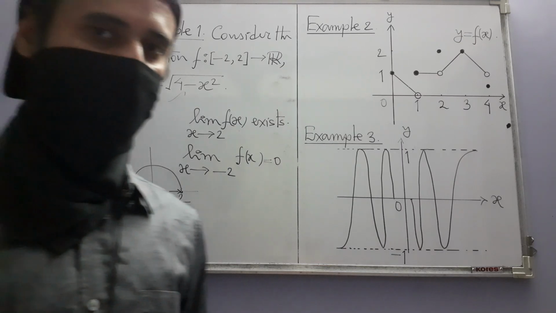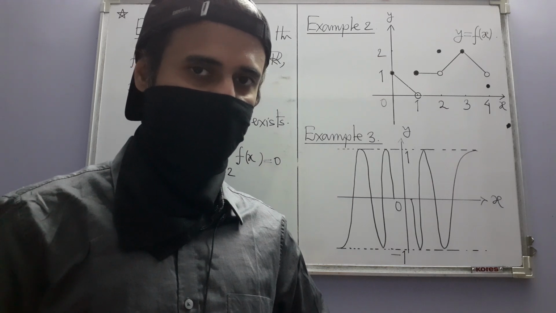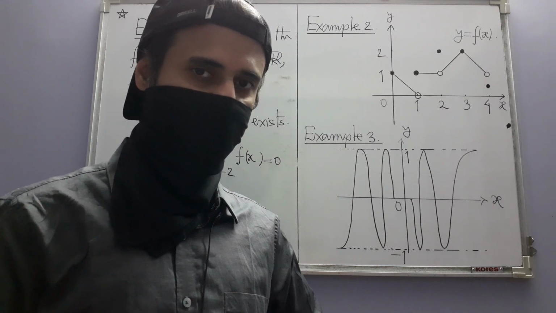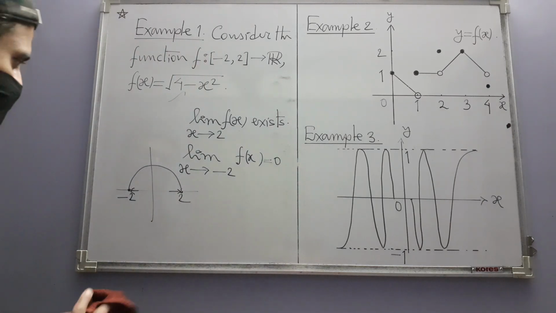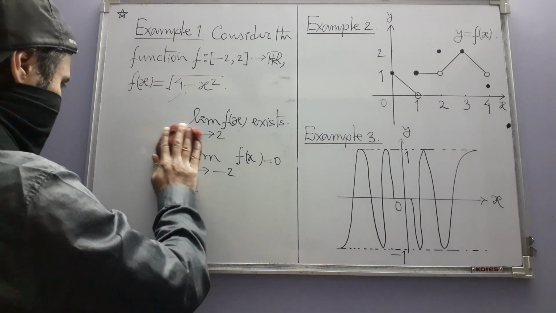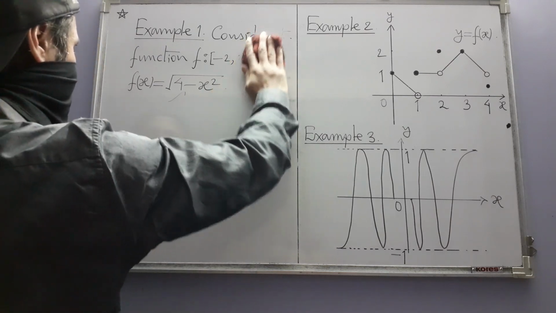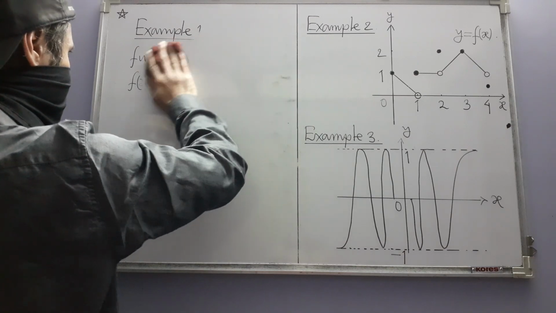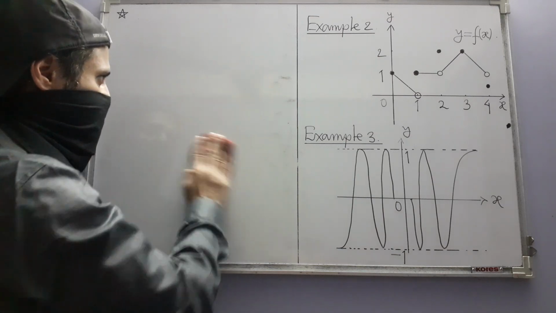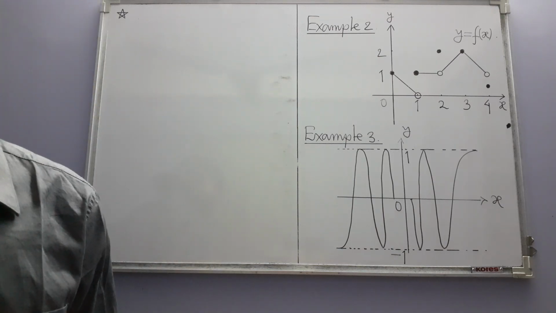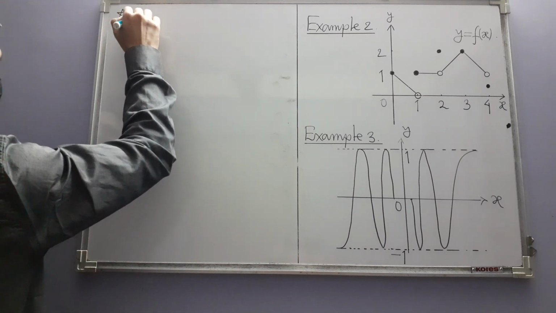Now, the relationship between the notion of ordinary limits and these one-sided limits should be clear by now. And it has been stated as a theorem. The theorem is simply this. There is a number also.